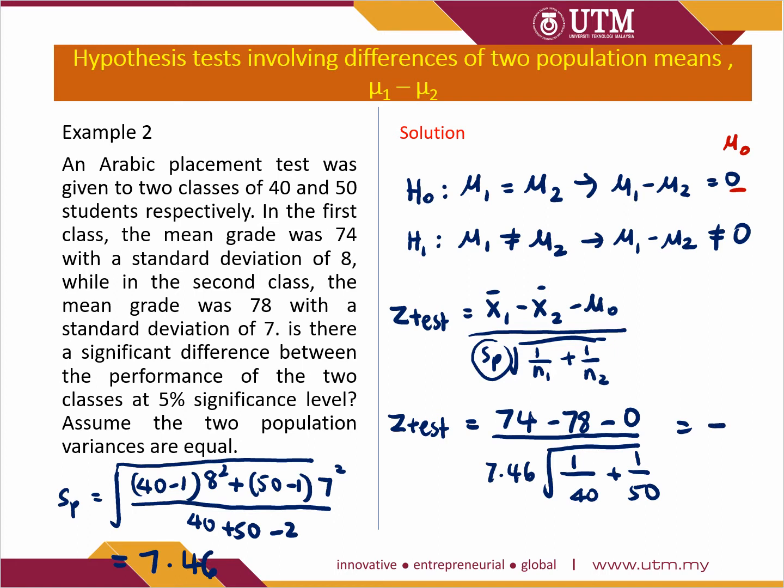This equals negative 2.53. So this is the value of the z-test. Now let's identify our Z alpha over 2. Why do we have to find Z alpha over 2? Because the alternative hypothesis claim here is not equal, so we have to divide the significance level by 2. So it will be Z of alpha, 0.05 over 2, which is Z 0.025.